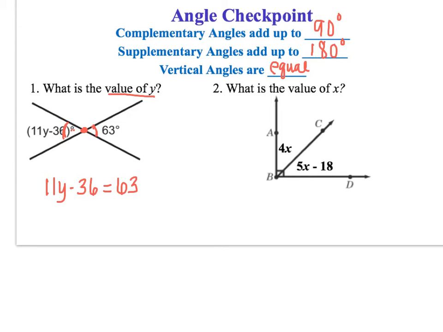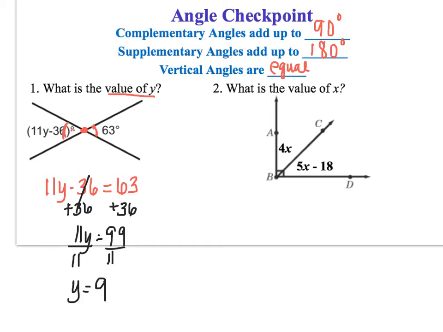From here I have a two-step equation that I can solve. So first I'm going to get rid of my constant, which is 36. Since it's a minus 36, I'm going to add 36 to both sides. I'm left with 11y equals 99. To get y by itself, I'm going to divide both sides by 11. And I get the y value is equal to 9. Again, simply using the information we know about angles to set up your equation.